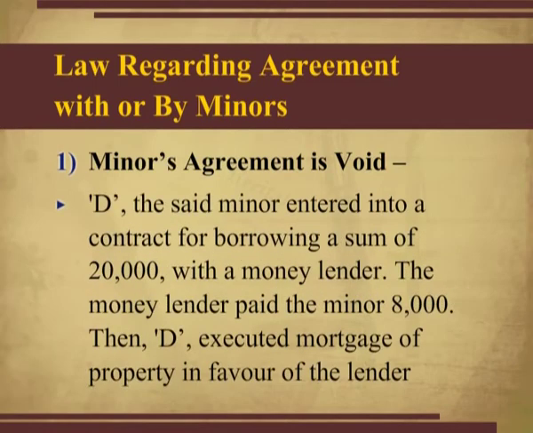In this case, D, the said minor, entered into a contract for borrowing a sum of ₹20,000 with a money lender. Out of that, the money lender paid the minor ₹8,000. Then, D, the said minor, executed a mortgage of property in favor of the lender. Later, the minor wanted to set aside the mortgage. The money lender wanted a refund of the said amount. When the matter came up before the Privy Council, it held that since the agreement with the minor was void ab initio, the question of refunding the said amount did not arise. Thus, the minor could get the mortgage set aside without paying the mortgage money. This rule is based on the logic that a minor is incapable of forming rational judgment vis-a-vis the effects of a contract on his own interest.